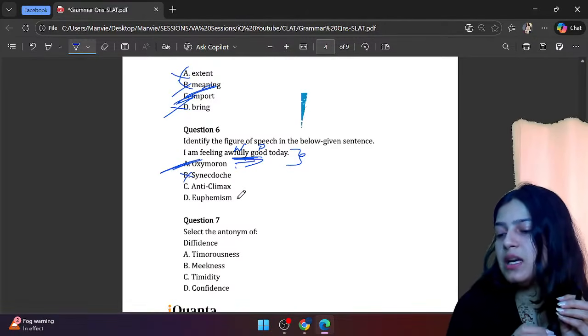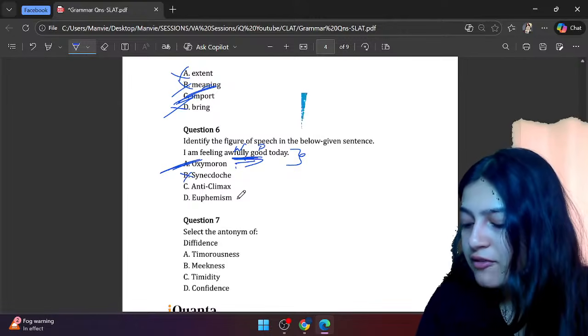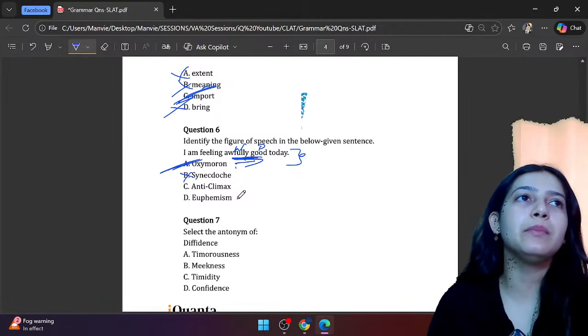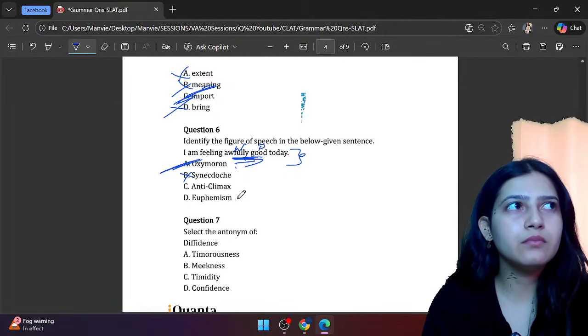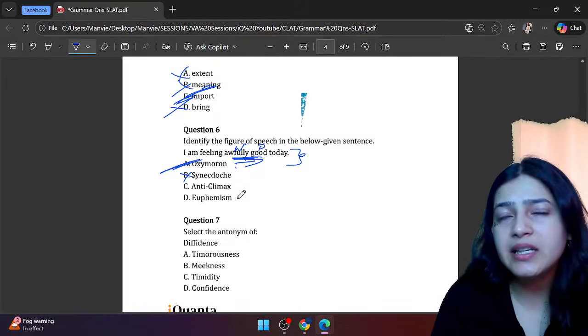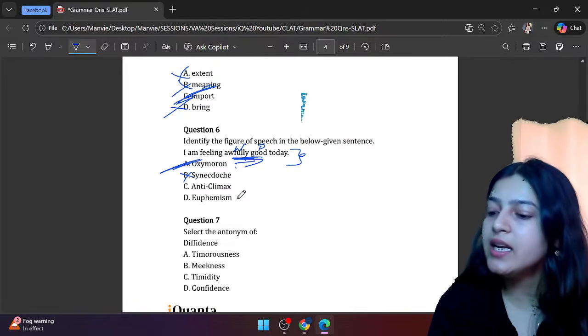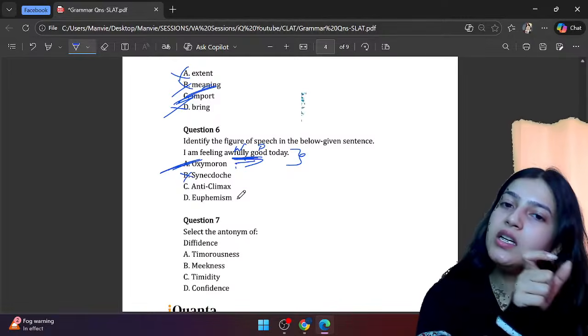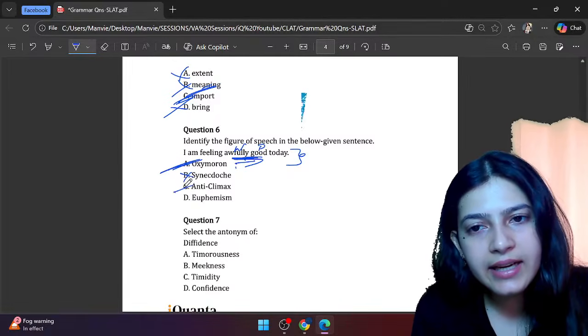Anticlimax is basically about this weakening sequence. Weakening sequence as in, for example, I say he lost his family, his job and his wallet. So there is a weakening sequence, that is anticlimax.